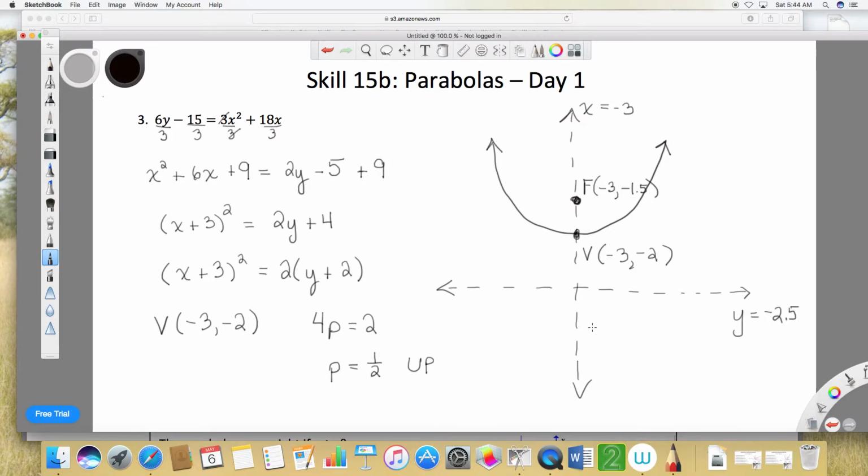So we've answered everything that they've wanted. We wrote the equation in standard form. From that standard form, we identified the coordinates of the vertex. We solved for the value of p. We made a sketch of the graph that included our directrix, our axis of symmetry, and our focus. So that was the 5 things that they wanted for this problem.